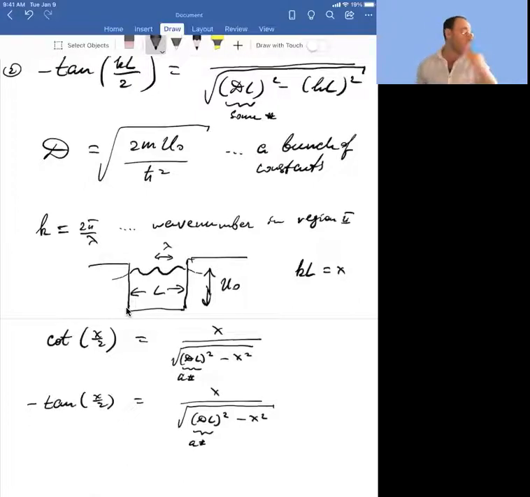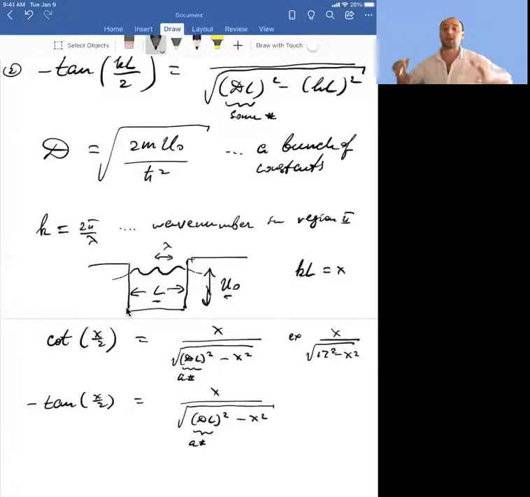So in your next homework, you're given a square well, you're given U naught, you're given the L, and you're given the mass of the particle that's inside the well. And out of that, you will compute this whole D, it's going to be some number. DL is going to be some number, right? So for example, this is going to be X over square root of 17 squared minus X squared. You see, both sides of the equations are now just a function of X.